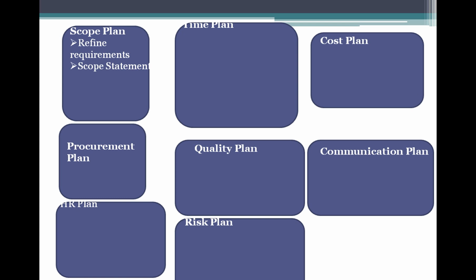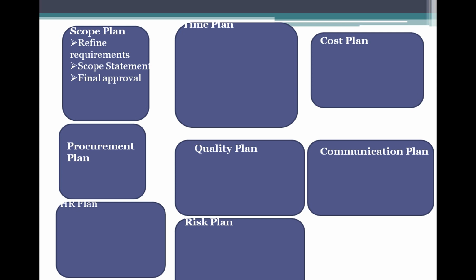The scope statement is very clearly defined, with no ambiguity. The project manager clearly defines the requirements in the scope statement and documents them in the scope management plan. Once he has documented the scope management plan and defined the requirements in scope, he gets the final approval from all the stakeholders.